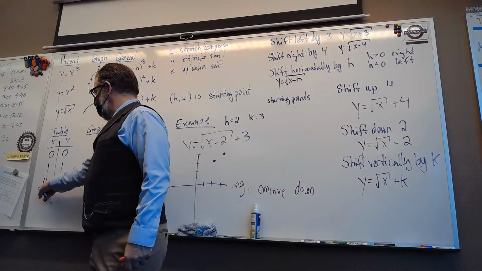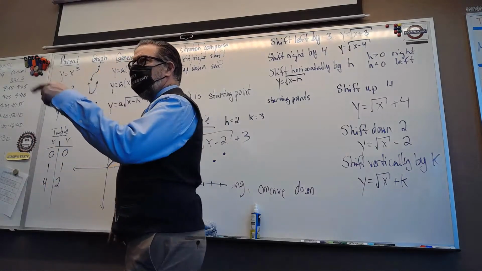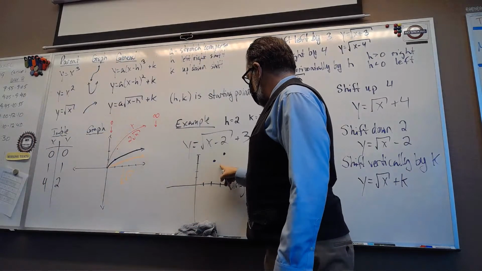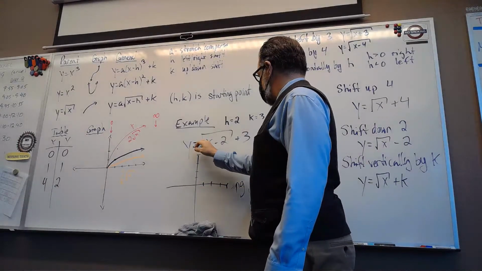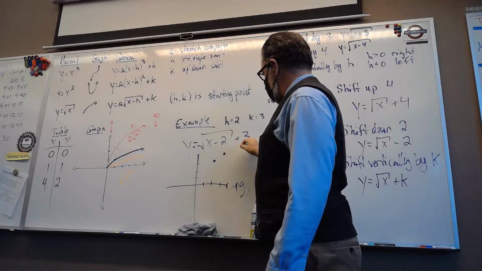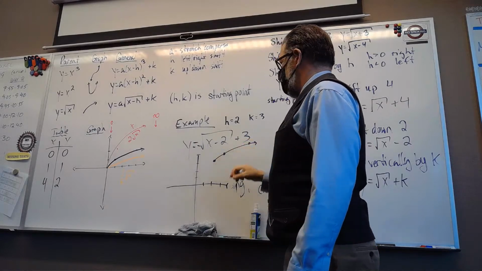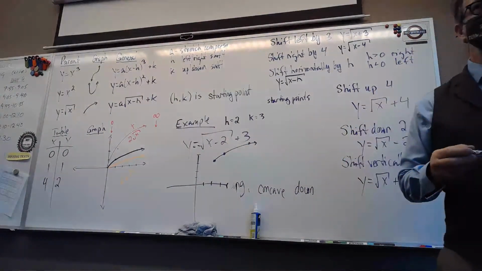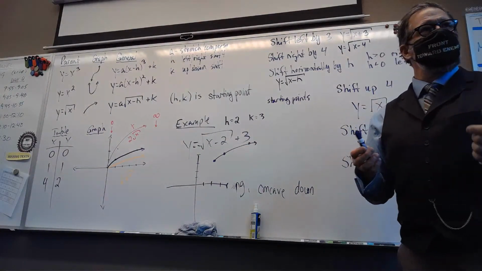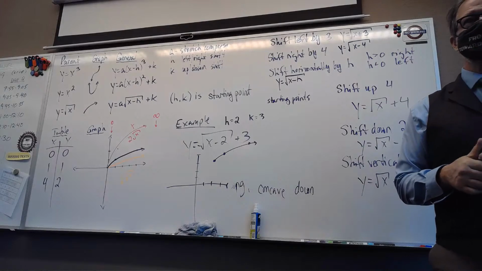How much? Over 4 up 2. 1, 2, 3, 4. I put some more points on there. Up 2. It's going to be right there. Oh, look. There's my graph. You cool with that? Does it make sense?